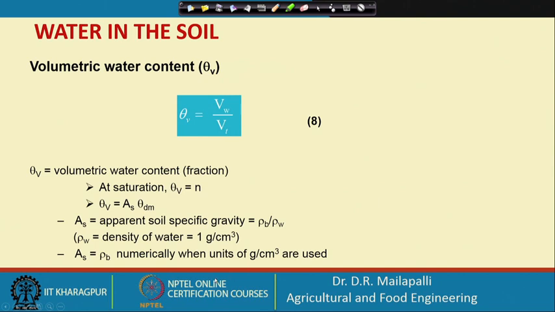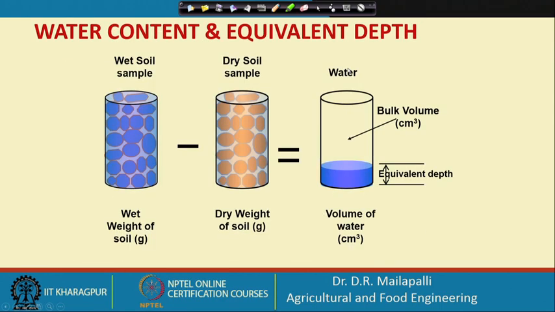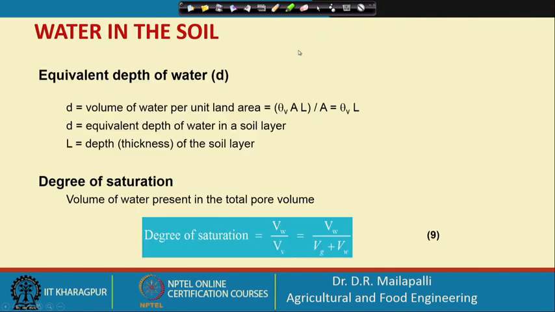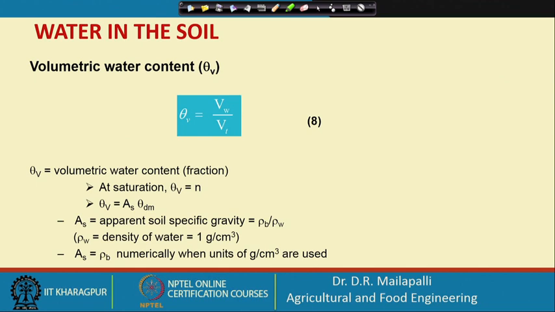Okay. And so then that is the weight basis, whatever we got, the soil moisture. So the soil moisture in wet basis we got, and that is what we call the dry basis. Now, how do we find soil moisture in volumetric basis?